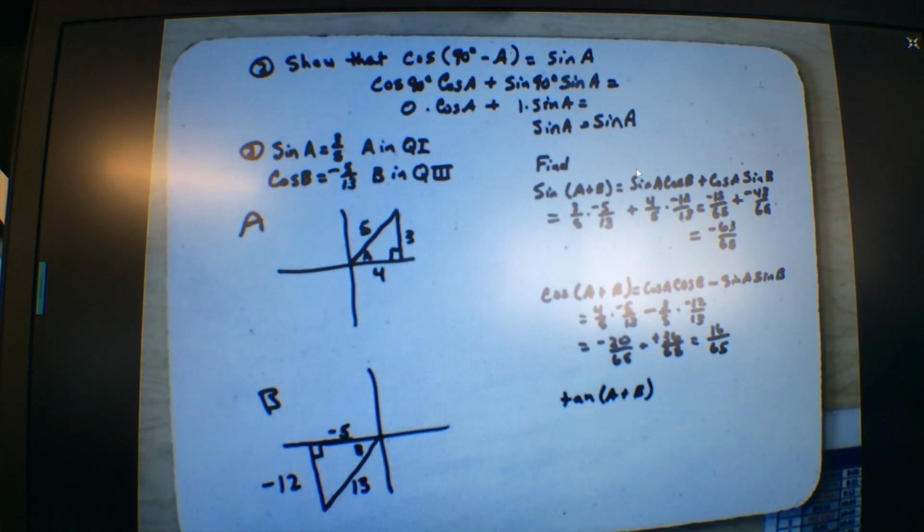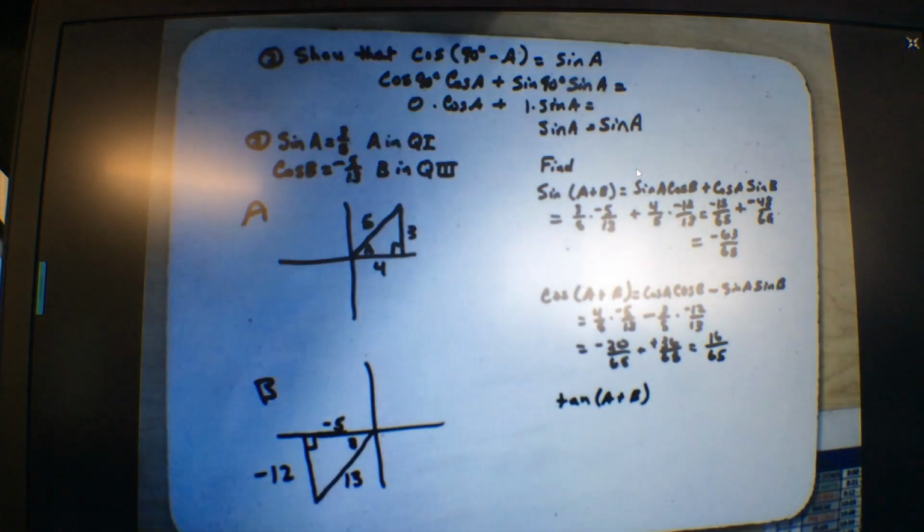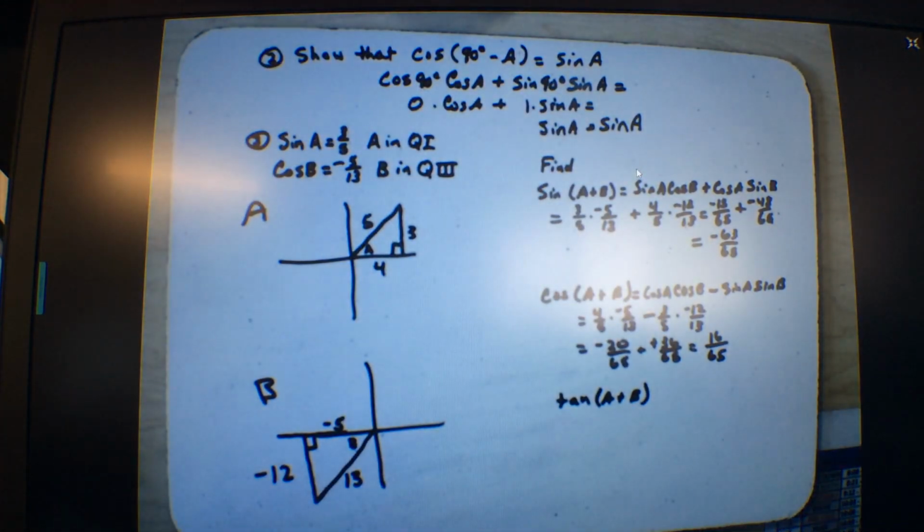So for all these, will the common denominator be 65? Yes. Well, it depends on what you're finding. But in this case, since we're finding sine and cosine, yes.